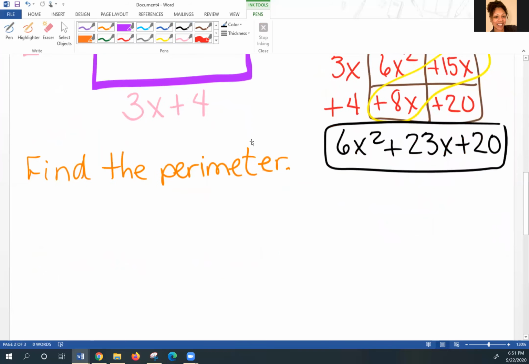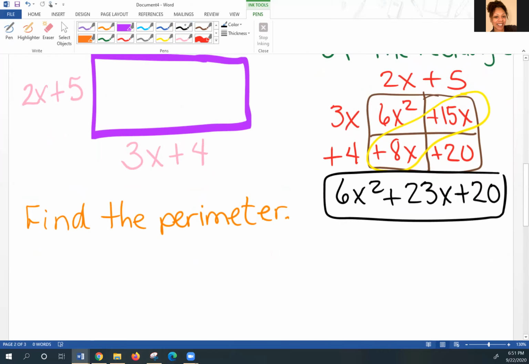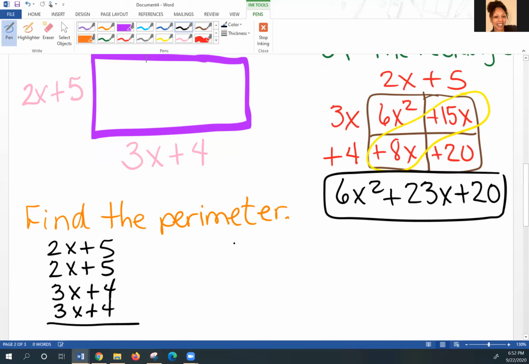So some people don't necessarily like to do the method I just showed you a few minutes ago, where you take 2 and multiply it. Some people literally like to just add. So that's what we're going to do. We're going to take 2x plus 5, and then add it to another 2x plus 5. Then we're going to take that 3x plus 4 and add it to another 3x plus 4. But understand, it means the same thing as 2 times 2x plus 5 and 3 times, 2. I do that all the time.